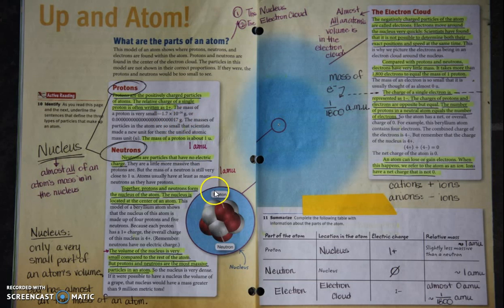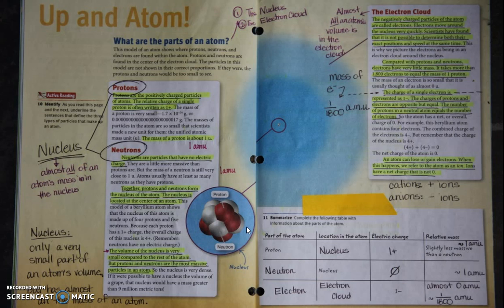For instance, here is a model of a beryllium atom, or the nucleus of a beryllium atom. You can see that it's made up of 4 protons and 5 neutrons. Because each proton has a +1 charge, the overall charge of the nucleus is +4, because remember that neutrons have no electric charge. Now remember, we haven't considered the negative charges of the electrons in the electron cloud. We'll do that in a minute.